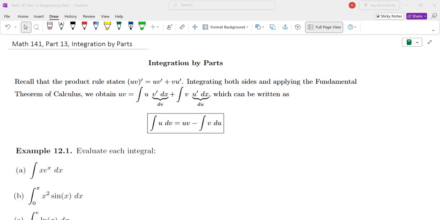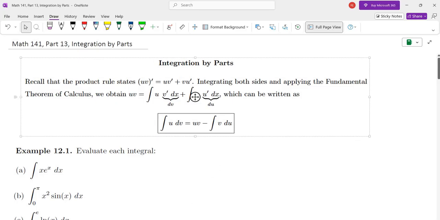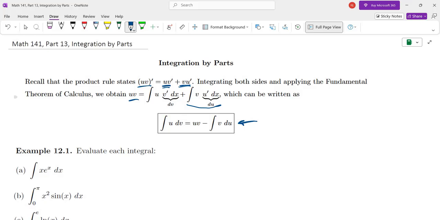Integration by parts is an analog of the product rule in differentiation. If you write down the product rule, (uv)' = uv' + vu', and integrate both sides, the integral of (uv)' by the fundamental theorem of calculus becomes uv. The integral of the other side, we can break up into two integrals: the integral of uv' dx and the integral of vu' dx. Now, if you replace v' dx by dv and u' dx by du and bring one of them to the other side, you'll get this formula: the integral of u dv is equal to uv minus the integral of v du.